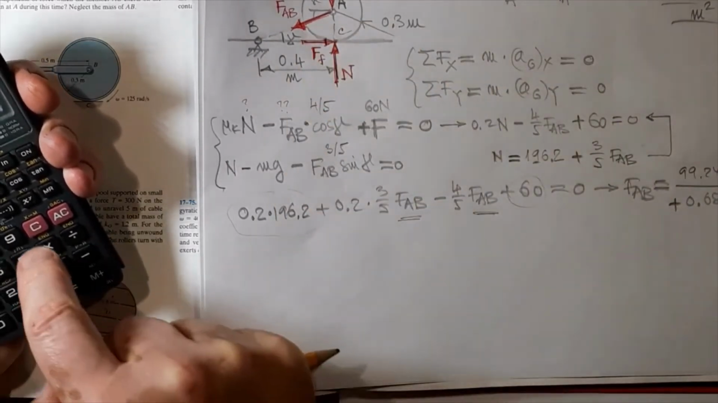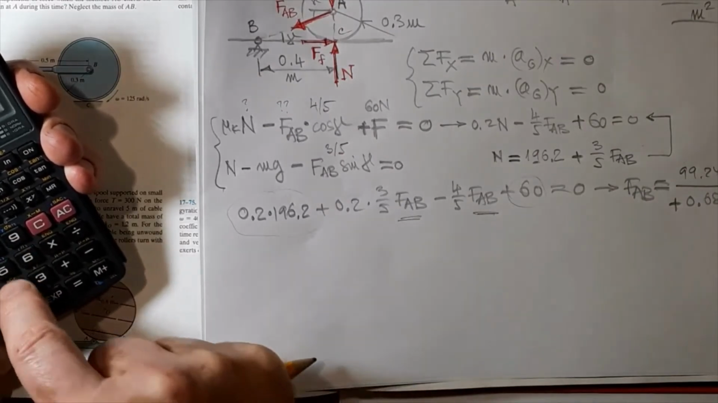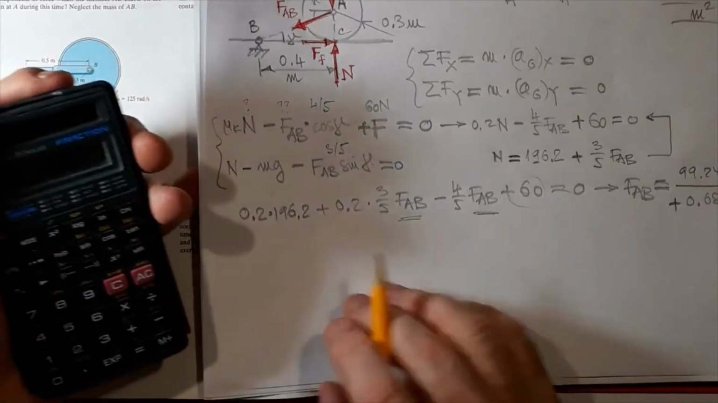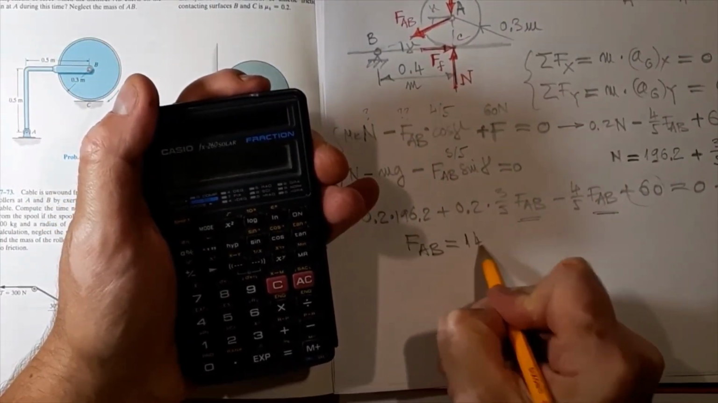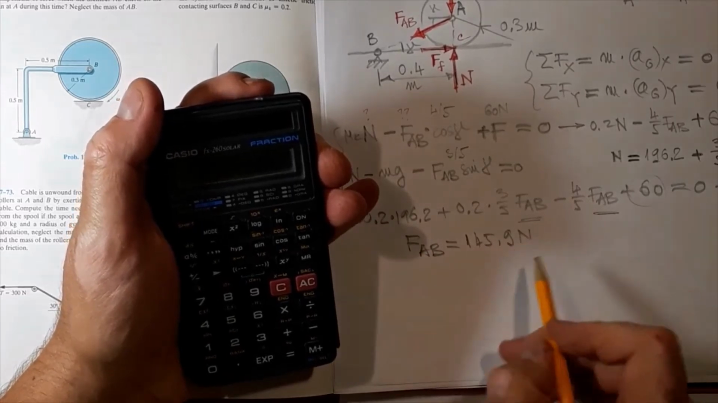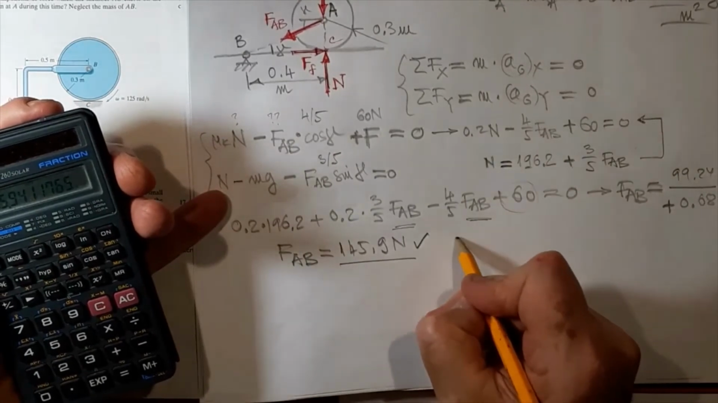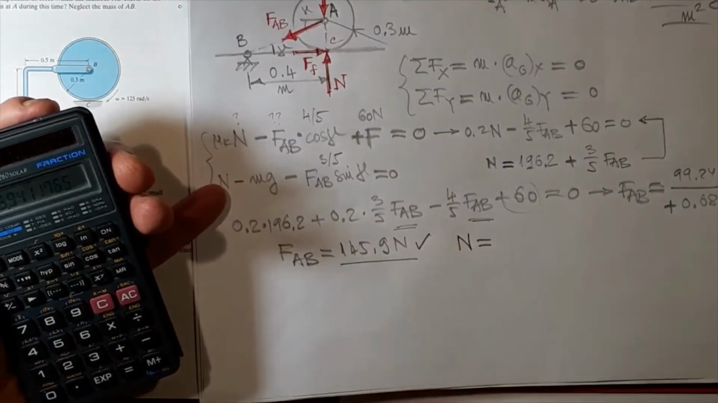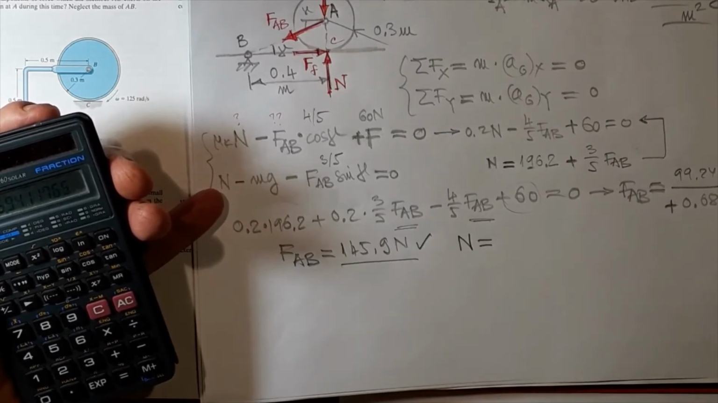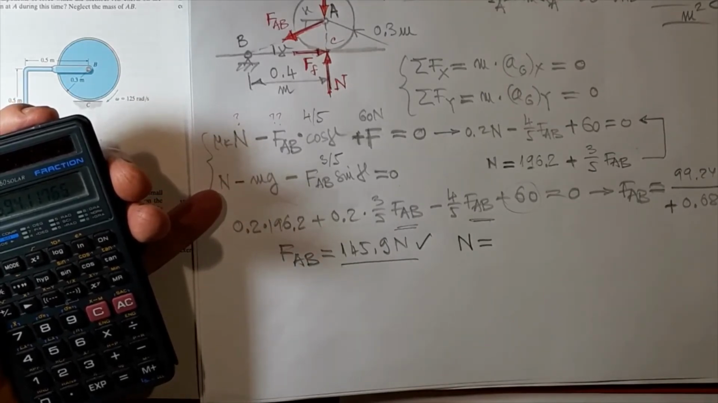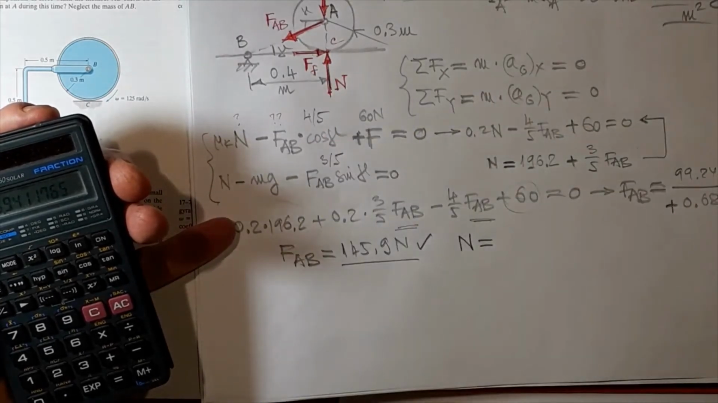So take the inverse times 99.24. So I have F_AB equals 145.9 newtons. Okay, so I have this number, and now I'm good to calculate N. And N is the important value in friction force, from knowing N.